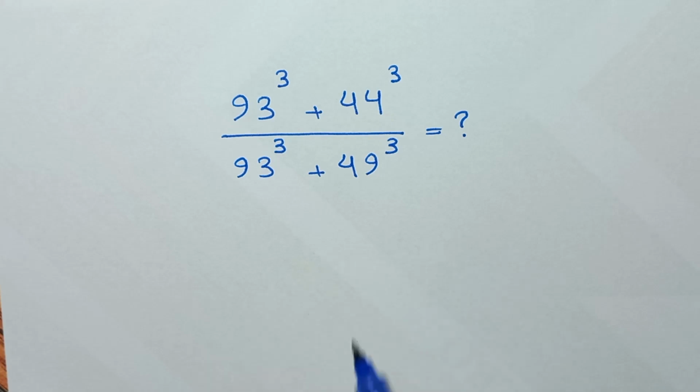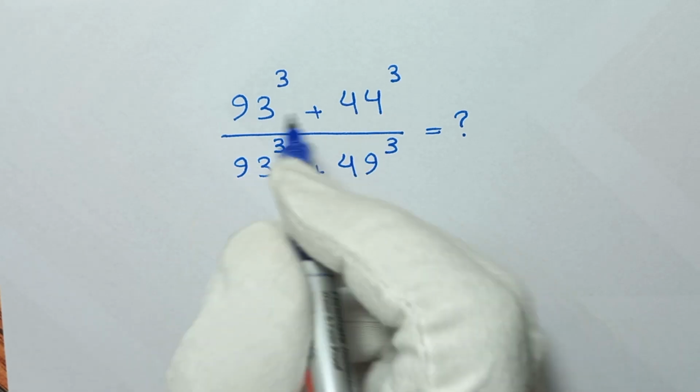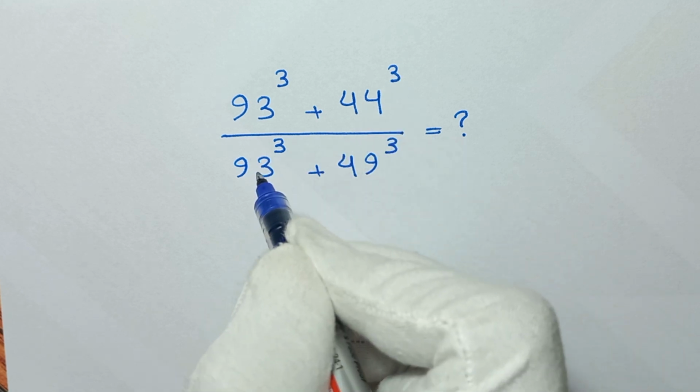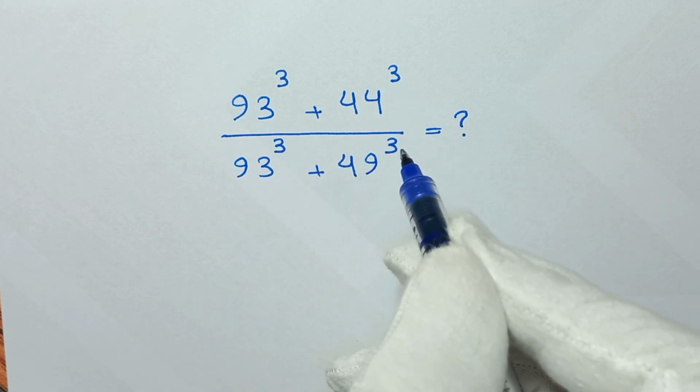Hello my friends, you're welcome to simplify this math problem, which is 93 to the power of 3 plus 44 to the power of 3, over 93 to the power of 3 plus 49 to the power of 3.